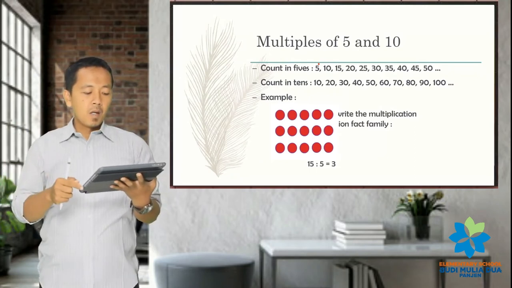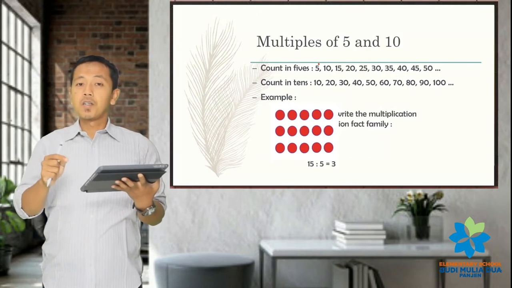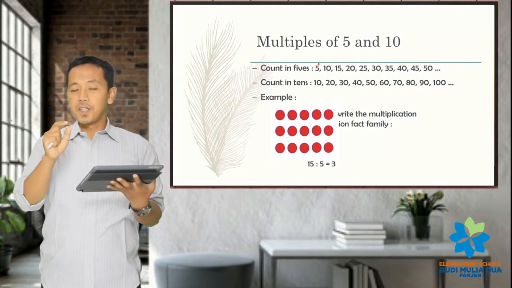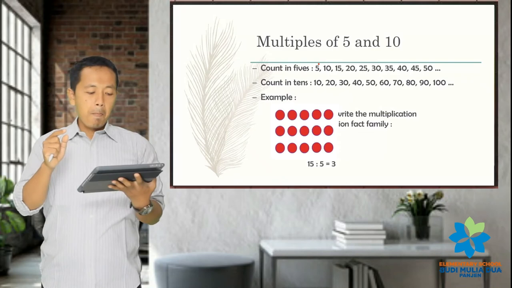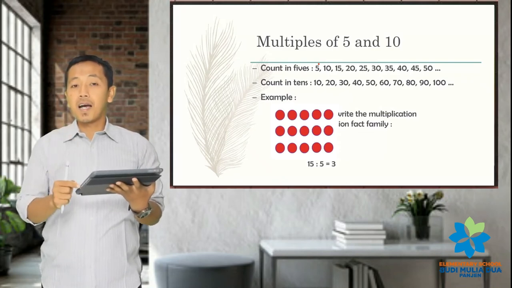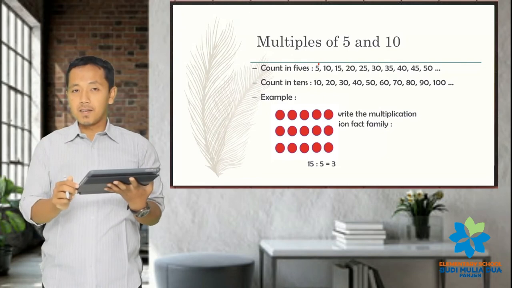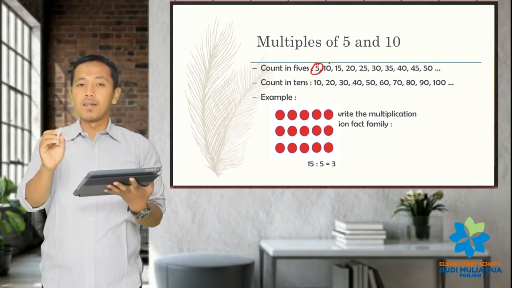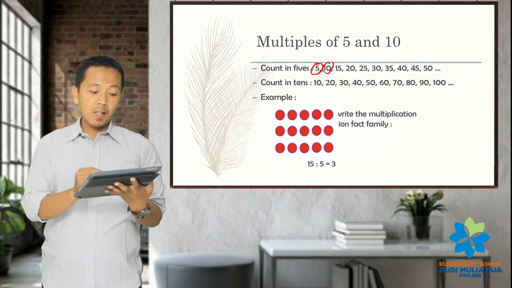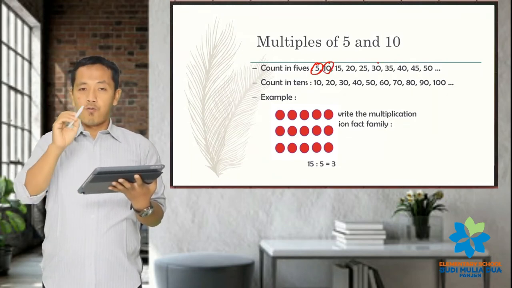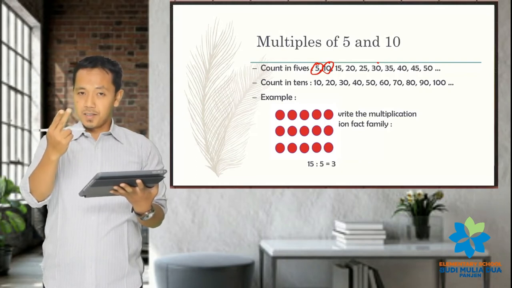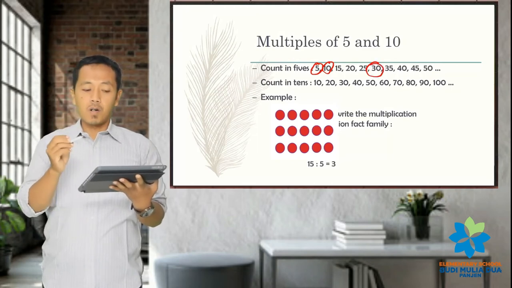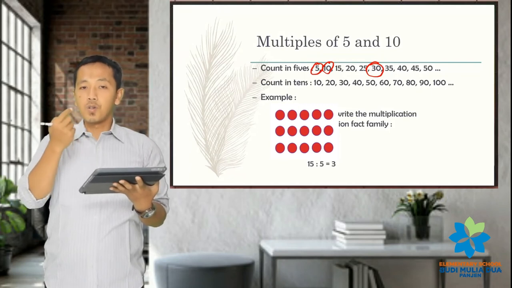Actually, multiples are the results of multiplication of integer numbers. Jadi sebenarnya kelipatan itu adalah hasil dari perkalian di dalam sebuah bilangan bulat. For example, 5 comes from 5 times 1. 10 is 5 times 2. Correct? 30 comes from 6 times 5.